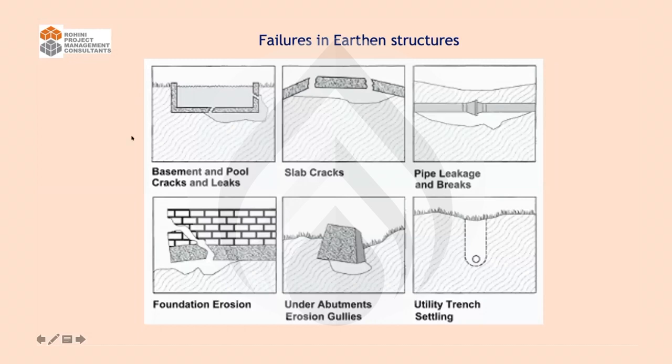Again, we are talking about failures, right? The failures can happen due to anything. You have slab cracks, you have pipe leakages. These are all because of the soil, foundation, right? Basement and pool cracks and leaks. Then you have foundation erosion. You have erosion under the abutments. You have utilities passing. You have sanitary pipes and all. There are a lot of manholes also, which are coming very much in the vicinity of the bund.